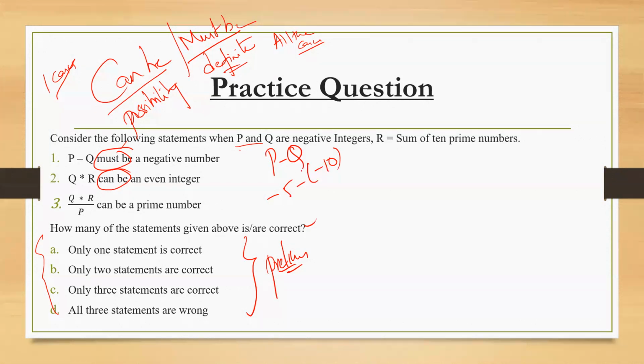Exactly. Okay, so negative is there. So definitely when you add them up, it comes up to be a positive number. So this statement is negated. Now, what about this one?